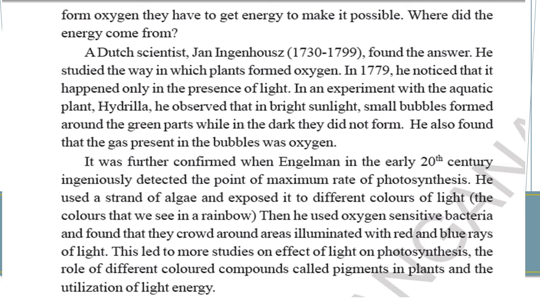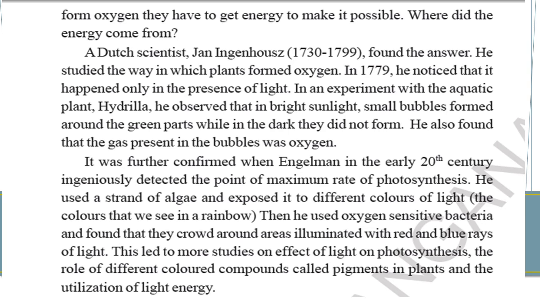A Dutch scientist, Jan Ingenhousz, from 1730 to 1799, found the answer. He studied the way in which plants formed oxygen. In 1779, he noticed that it happened only in the presence of sunlight. In an experiment with the aquatic plant Hydrilla, he observed that in bright sunlight, small bubbles formed around the green plant parts, while in the dark they did not form. He also found that the gas present in the bubbles was oxygen.